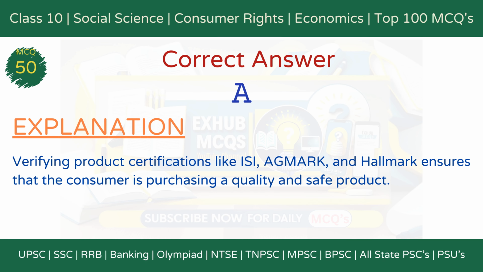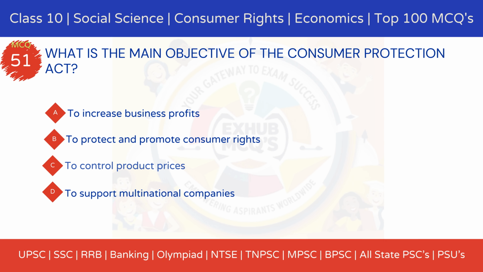The correct answer is option A, to ensure product quality. Explanation: verifying product certifications like ISI, Agmark and Hallmark ensures that the consumer is purchasing a quality and safe product. MCQ51. What is the main objective of the Consumer Protection Act?